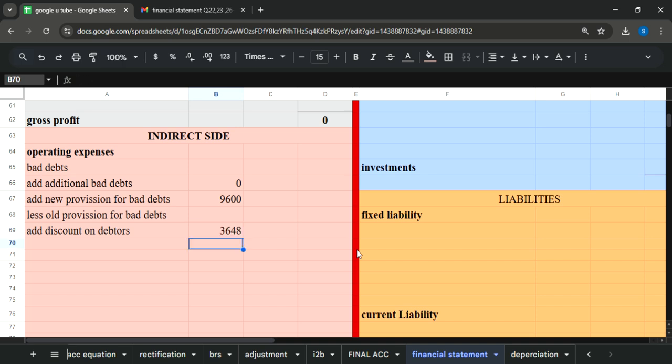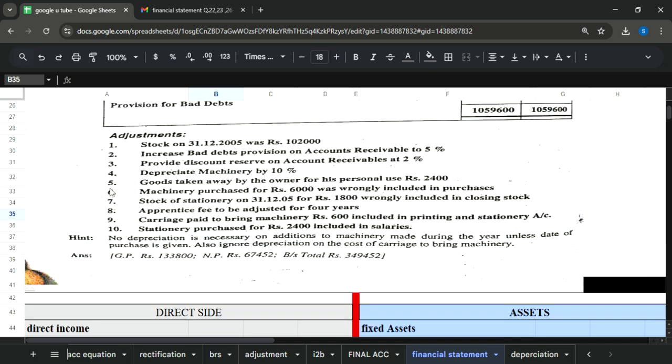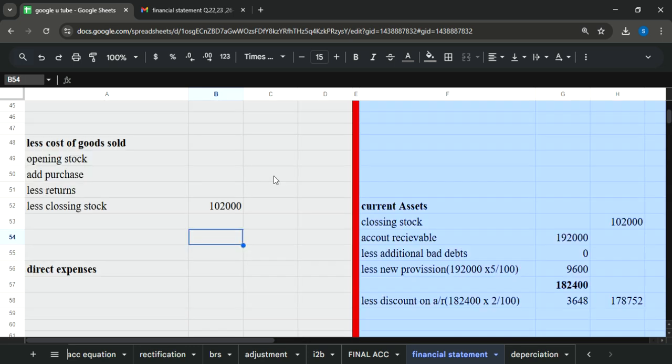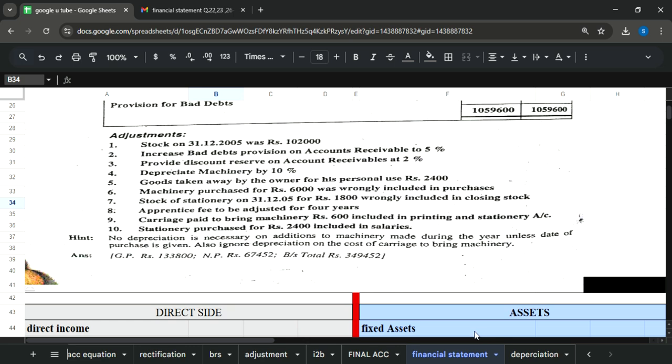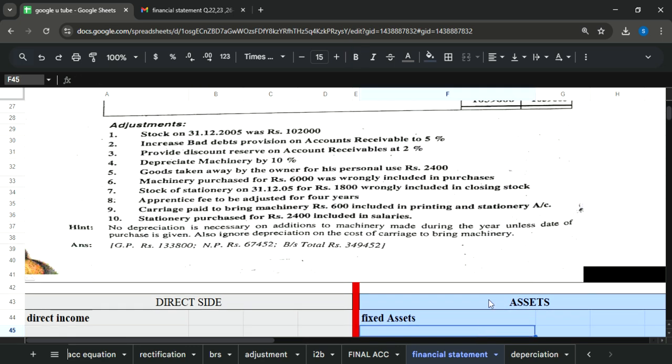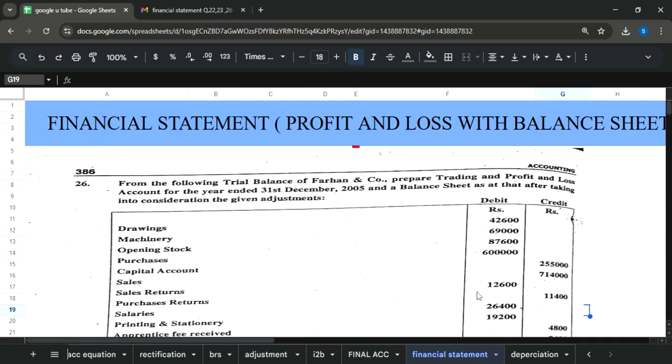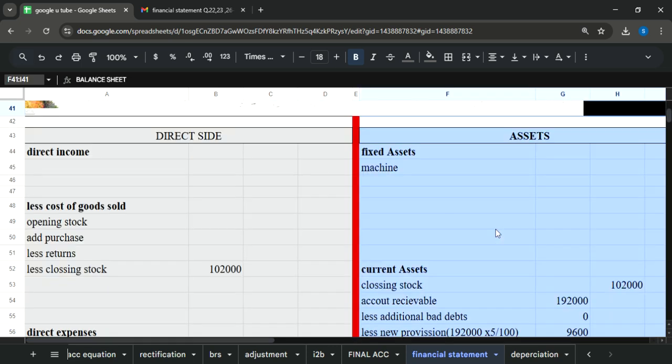Just put it over it. So guys, in this way 3 adjustments are completed, and you have seen the double effect of first, second and third. All 3 adjustments were having double effects. Number 4, depreciation on machinery, 5%. For that we will be going to the fixed asset side. Here we do have, where you will mention your machine first, and the amount of machine given is 69,000. Here we are going to put 69,000.